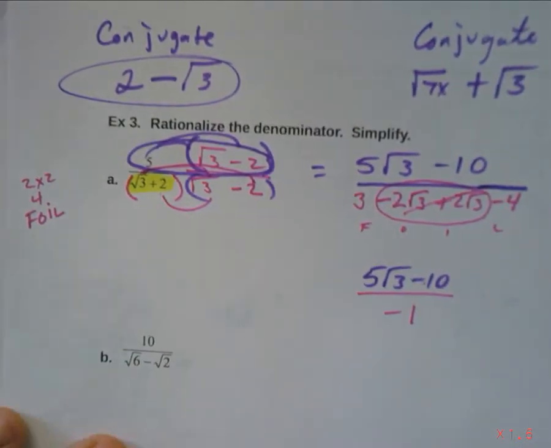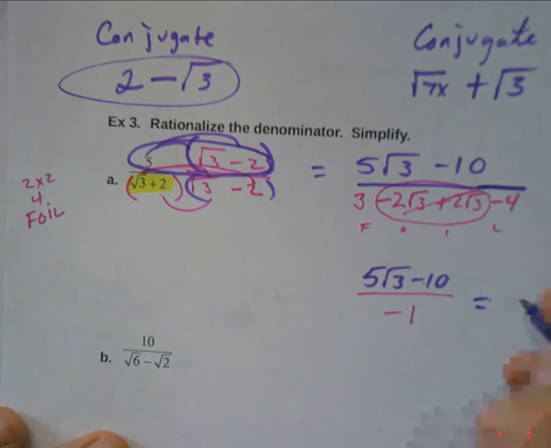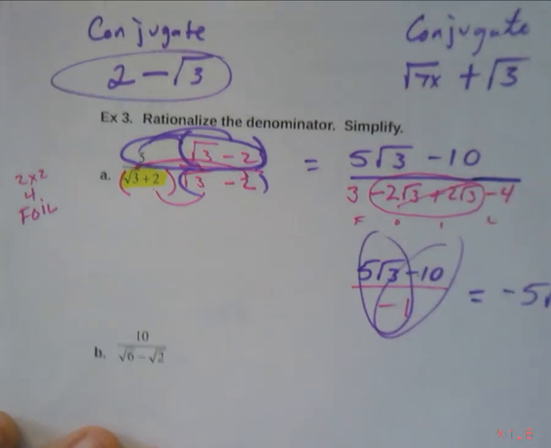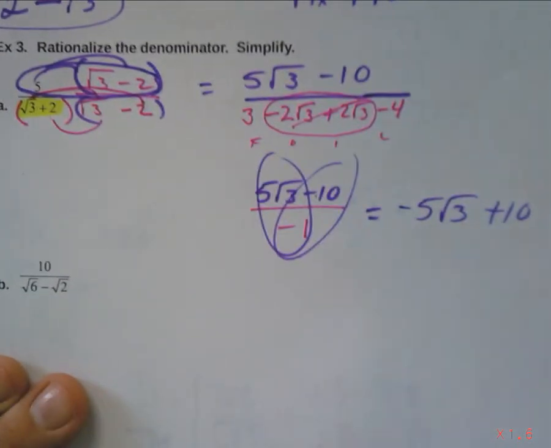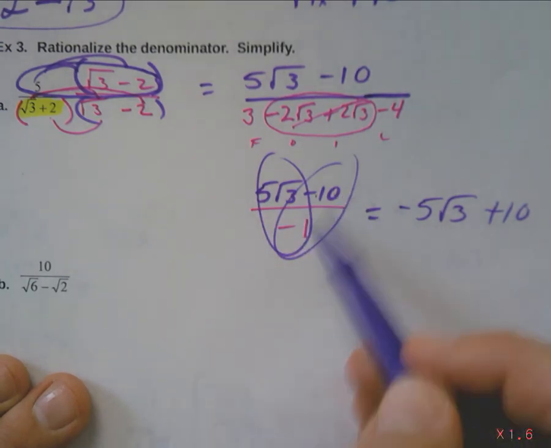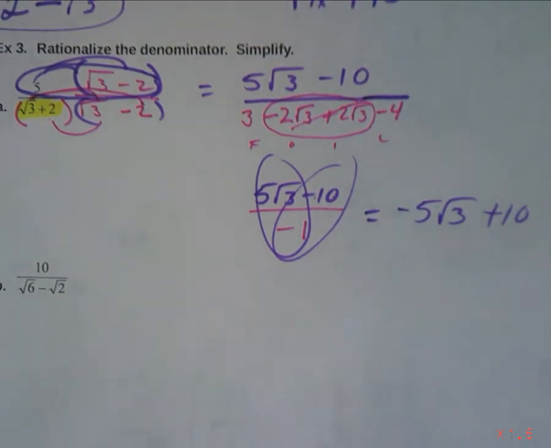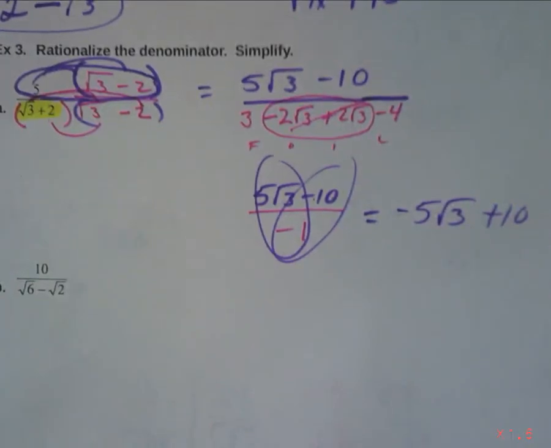Okay, and the last thing I would probably do here just to simplify, I have both of these divided by negative 1. I can just switch the sign. So it's 5 root 3 and then plus 10. So the idea is I'm dividing both by negative 1. So final answer, 5 root 3 divided by negative 1 is negative 5 root 3. And negative 10 divided by negative 1 is positive 10. So that is, again, rationalizing when you have a binomial.